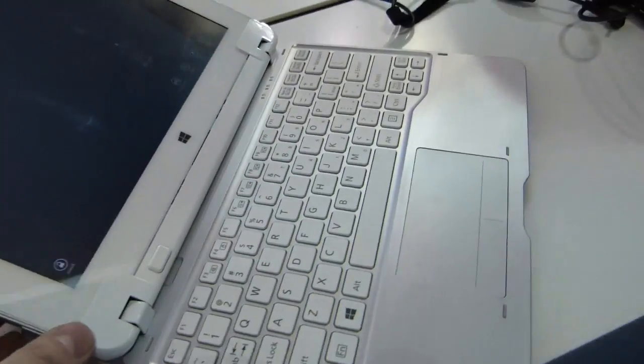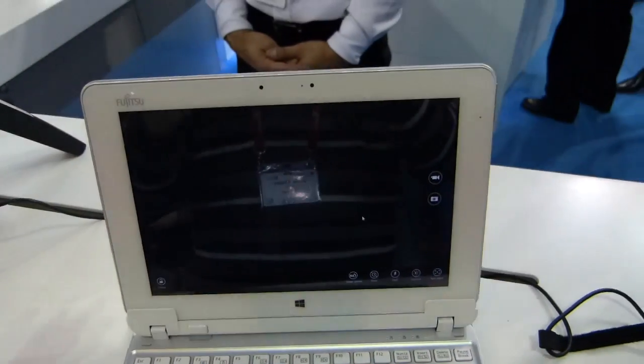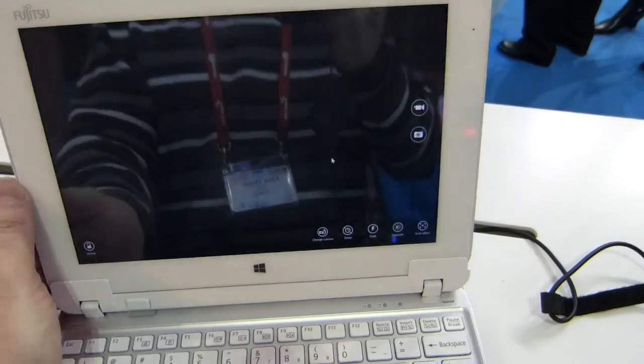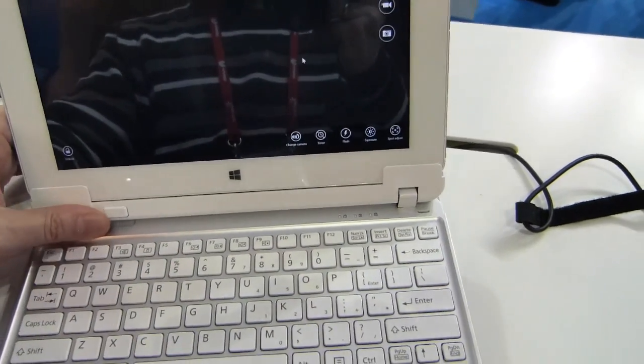And a lot of people are saying, okay, if I want a 2-in-1, I want to be able to put the screen all the way back. I don't want to be restricted in terms of, you know, screen viewing angle experience. So that gets over the problem there.